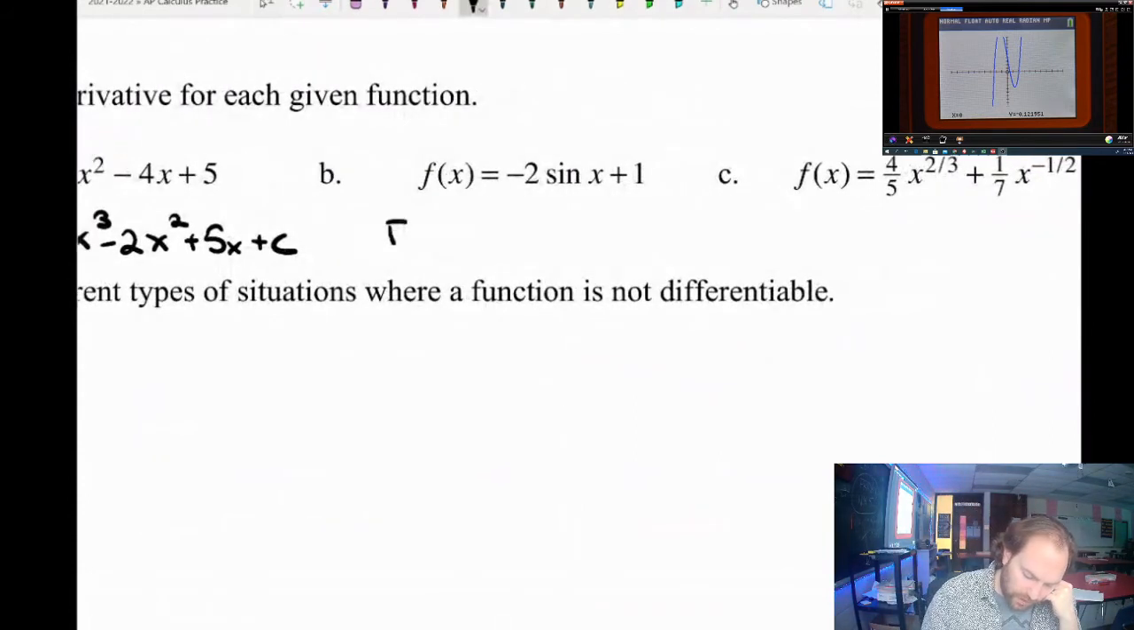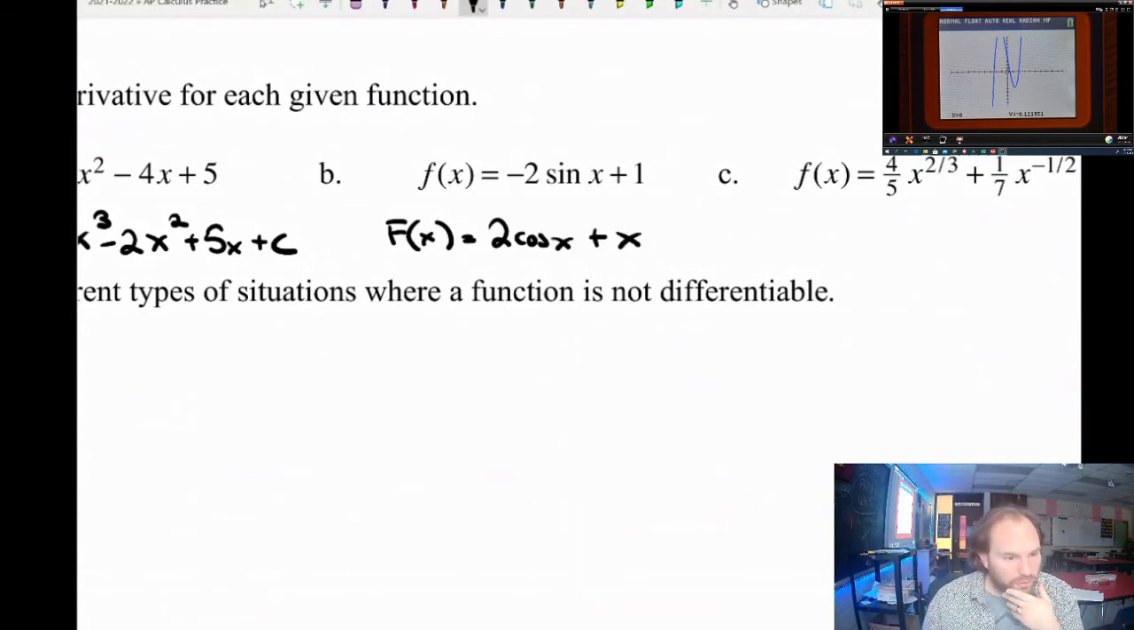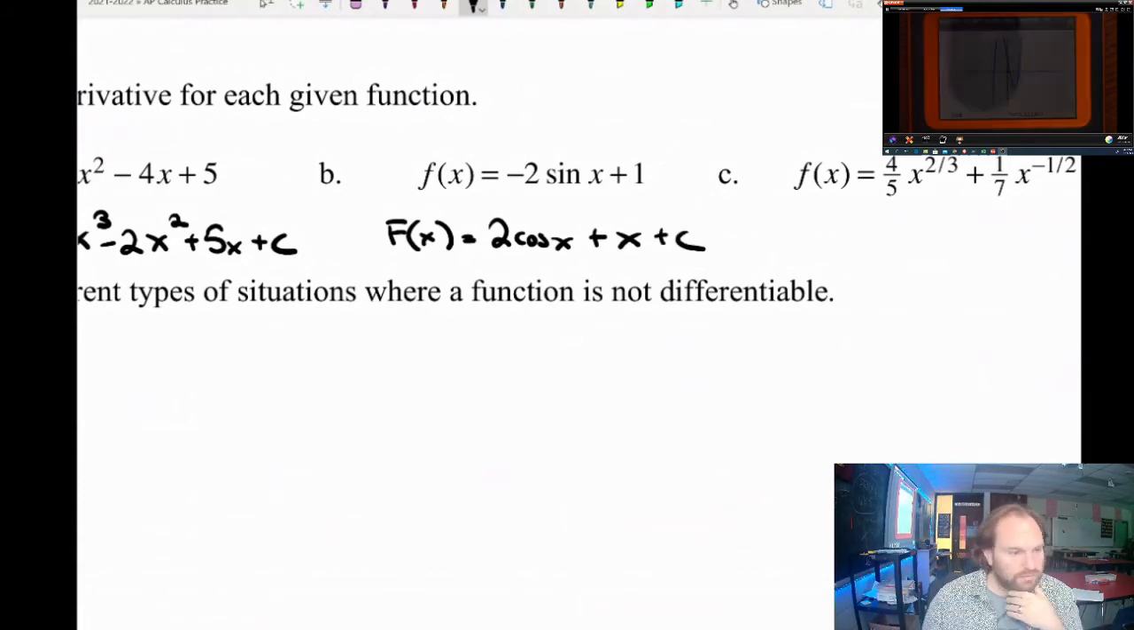For this one, capital F of x, which is the antiderivative, our -2 will just hang out right there. The derivative of cosine is negative sine. So actually, let's change that to a positive 2, and we'll make it the cosine of x. And we've got to put a plus 1x there too, so that will become 1 when you take the derivative. And of course, plus c. Don't forget plus c.